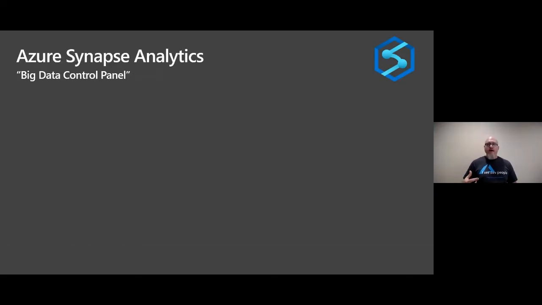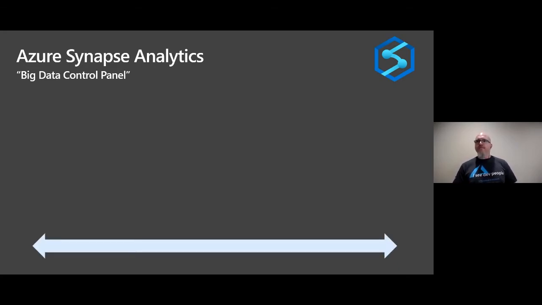Now I want to talk about Azure Synapse Analytics. This is a service that I believe goes quite nicely hand in hand with .NET for Spark. I call it the Big Data Control Panel. That's my words. It's not official language. But it really is a one-stop location to work with large amounts of data.